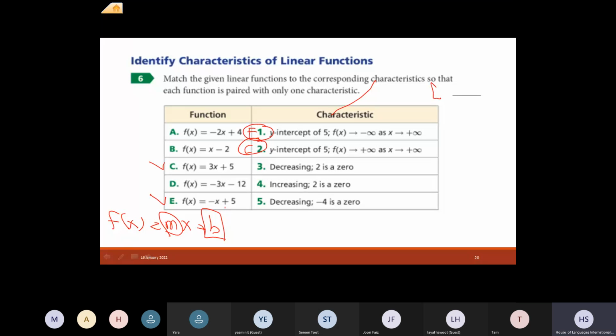The third one here, what do we have? Decreasing. What do I mean by decreasing? The slope is what here, Ananda? Negative. Where is the slope negative? A, B, A, D. So here we have 2 that are negative. And here they told me the 0 is 2. What do I mean by 0? Here they didn't tell me about the y-intercept. They tell me the 0 is 2. Bravo.